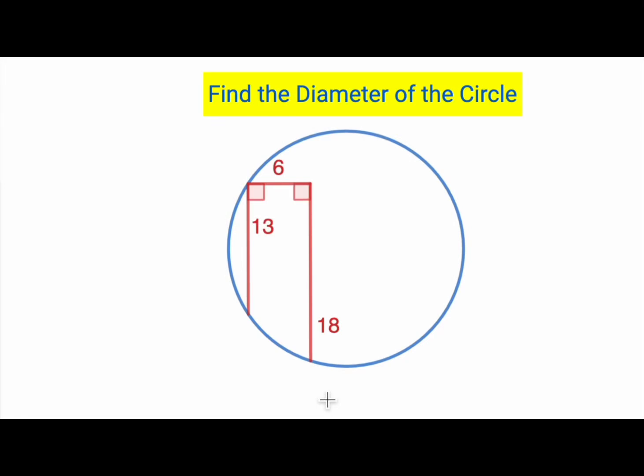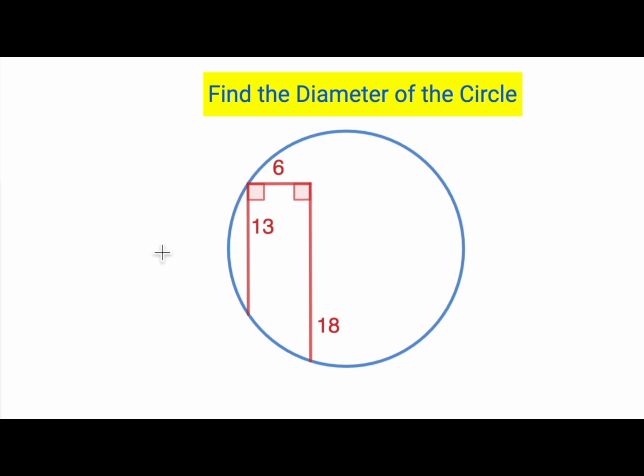All right. Welcome back. In this problem, we're going to find the diameter of the circle. You see the line segments we have in here, where they have them at 90 degrees, 13, 6, 18. If you want to solve this on your own, pause this video because I'm going to solve this in just a few seconds.